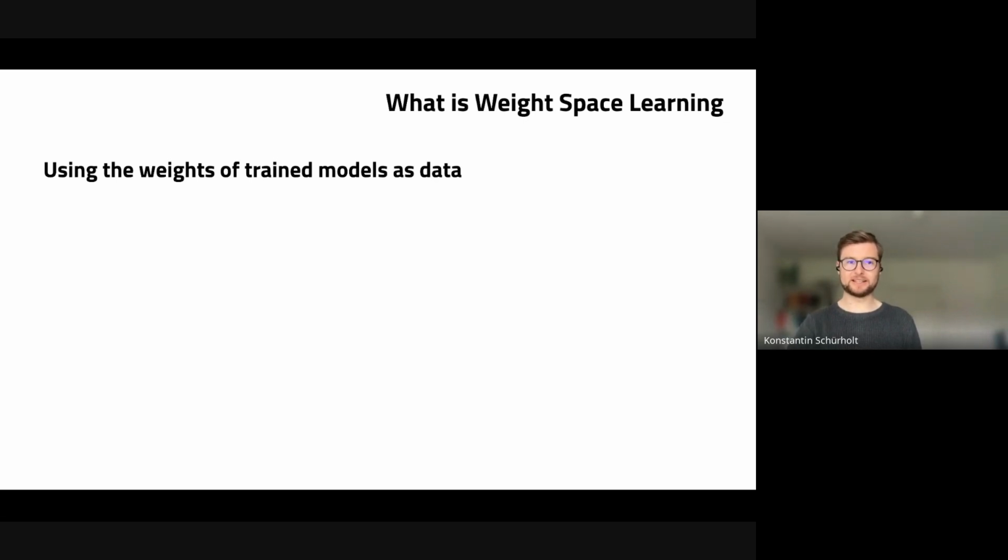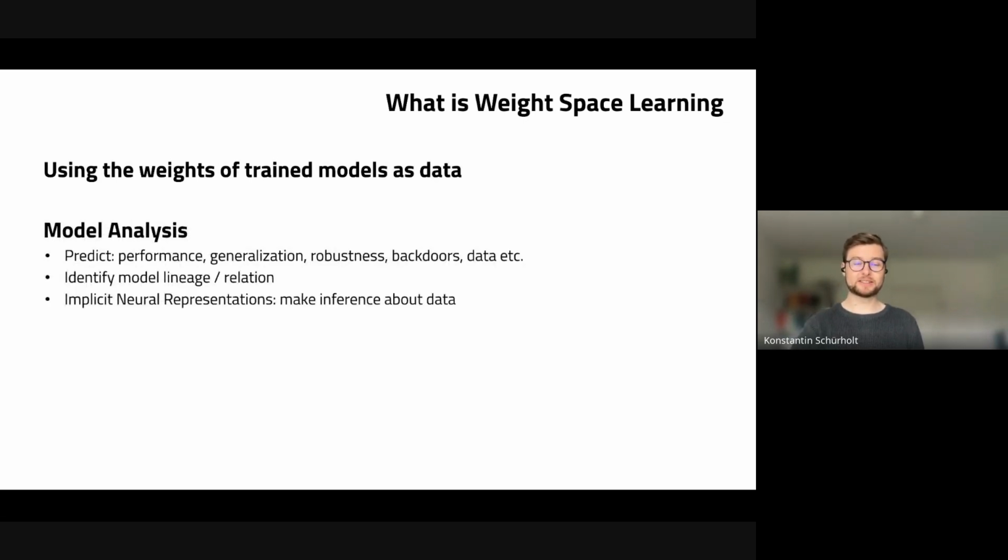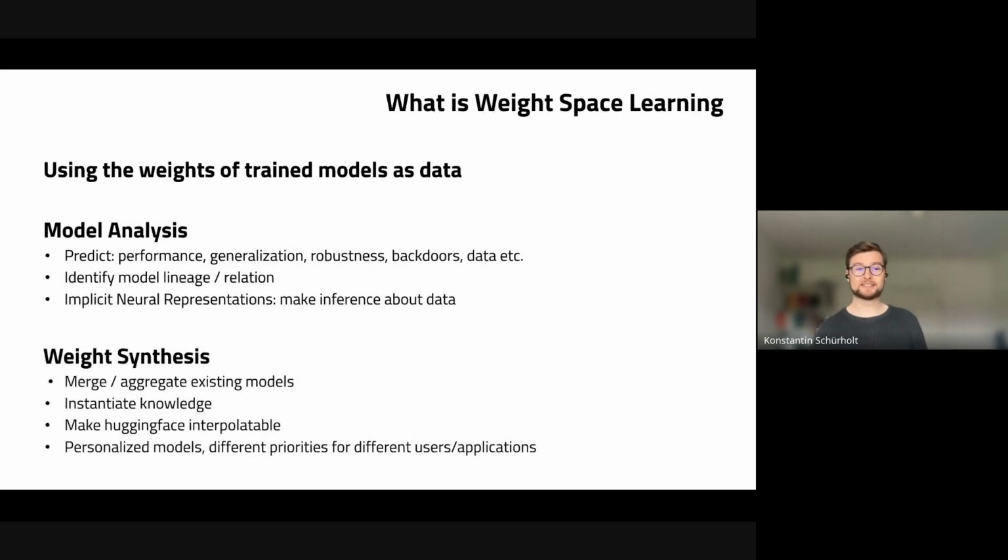The way we like to think about this is that there are two broad categories of methods or applications: model analysis and weight synthesis. Model analysis essentially tries to develop methods that take in models or the weights of models and make some inference about them. For instance, predict the performance, the generalization, the robustness, whether or not the model has a backdoor, what data it's been trained on, et cetera.